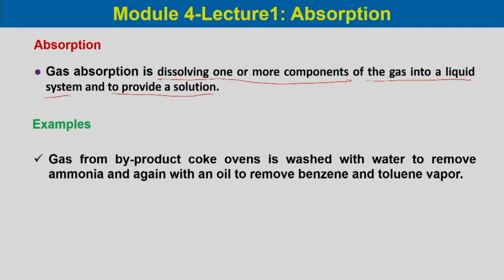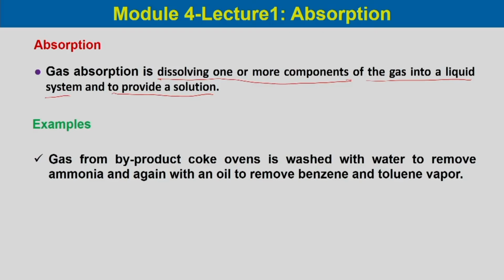For example, gas from byproduct coke ovens. In the byproduct coke oven, we generally have ammonia as a byproduct, and benzene and toluene also mixed with that vapor. So, gas from this byproduct coke oven is washed with water to remove ammonia and again with an oil to remove benzene and toluene vapor.